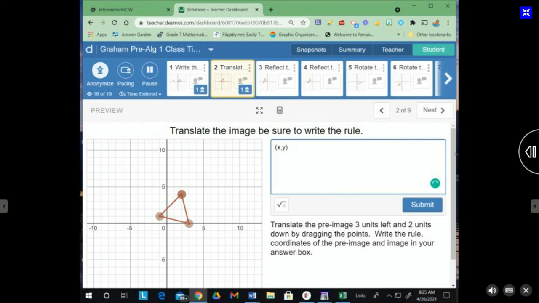And I don't care if you make an arrow or not. You could just put some spaces in. What do we have to type for X? 3 units left. What axis runs left and right? X. So what are the numbers doing if you're going left? Are they getting smaller? So what do we do to X if we're going 3 units left? X minus 3, right? Okay, comma. Y. 2 units down. Y minus 2.